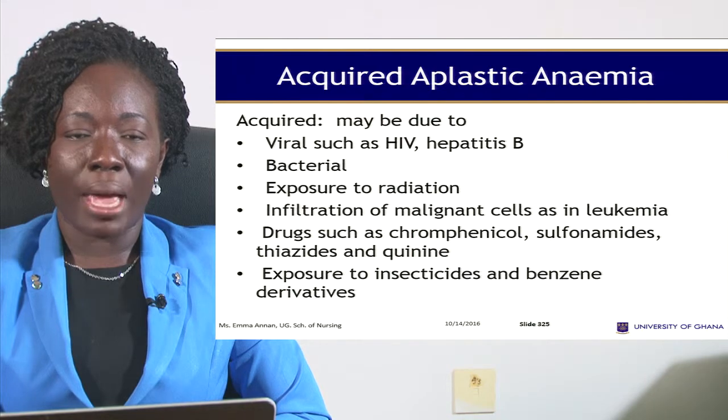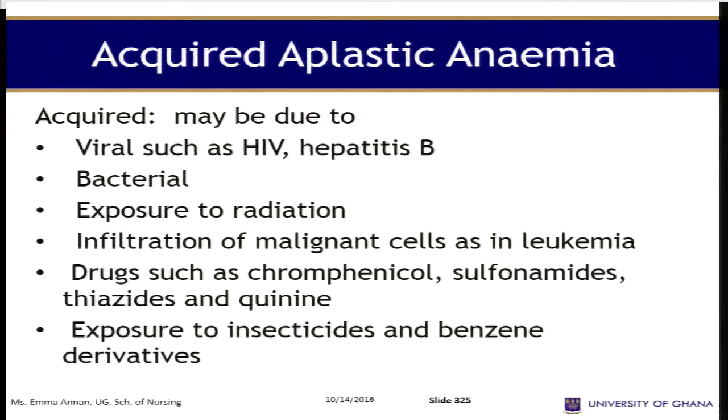Then it can also be acquired through infections such as viral infections like HIV, hepatitis B, or bacterial infection, exposure to radiation, and certain drugs such as chloramphenicol and sulfonamides.